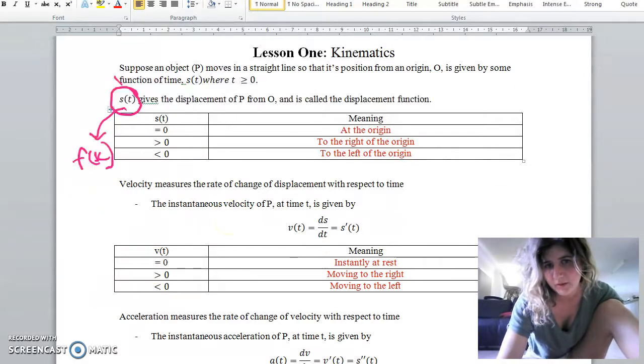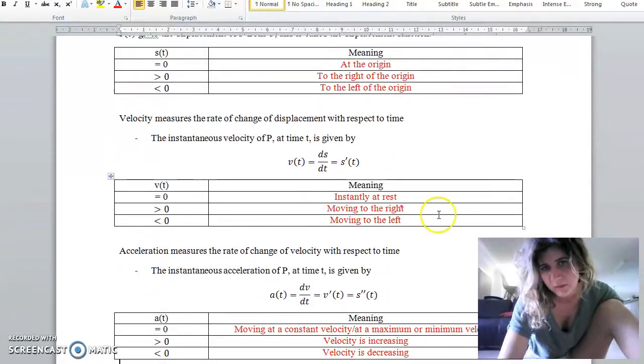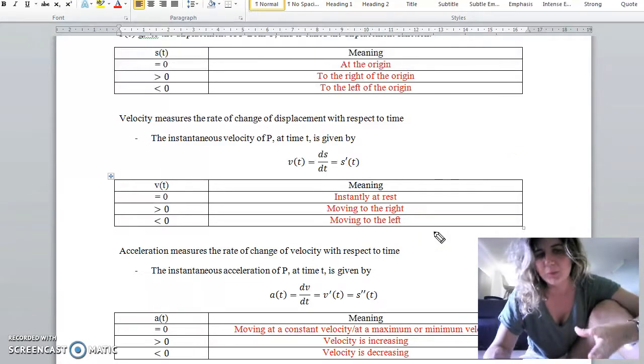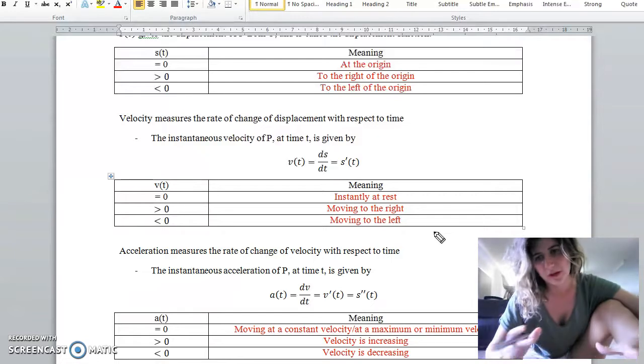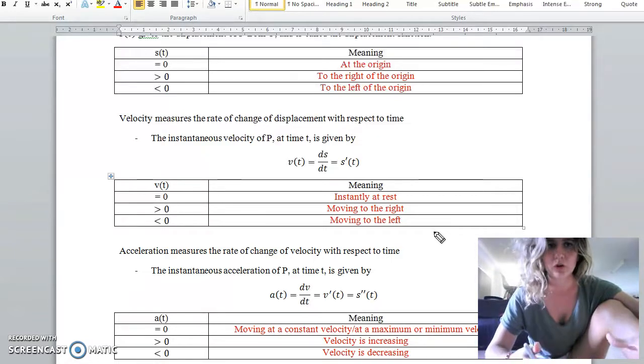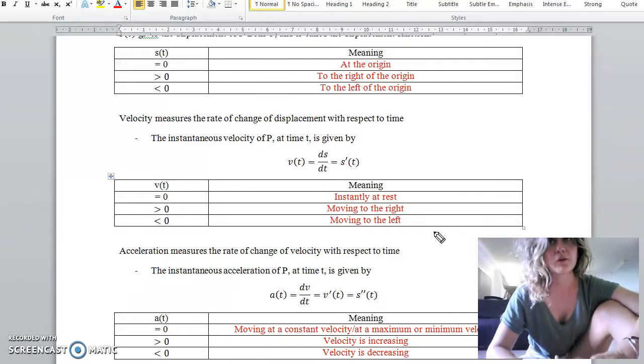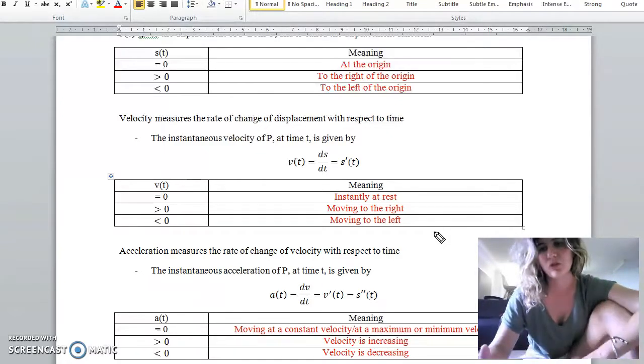The next most important thing in kinematics is this idea of velocity. Velocity is the change in your position with respect to time. It's quite similar to speed, but speed doesn't have a direction. Speed only has what we call a magnitude. You can only drive at 10 kilometers per hour, you can't drive at negative 10 kilometers per hour. So that's why we have velocity, so we can incorporate the direction of movement as well as just the magnitude of movement.